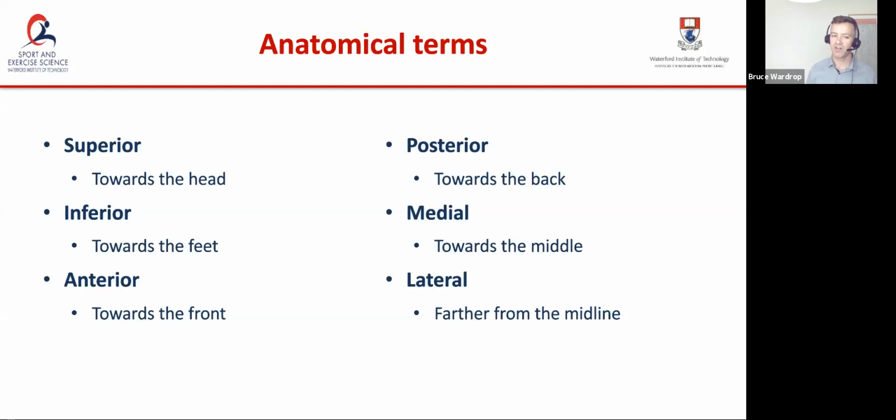Anterior and posterior. Anterior describes something towards the front. Posterior describes something that's towards the back. You've probably heard of those terms before. The next two, medial and lateral, may be new to some of you. Medial means something that is towards the midline of the body, and lateral is something that is further away from the midline of the body.